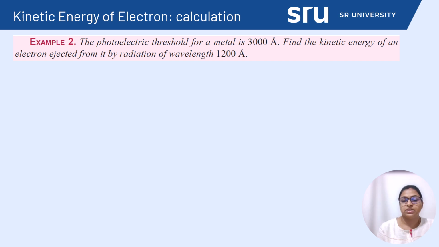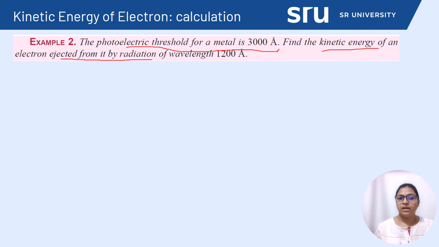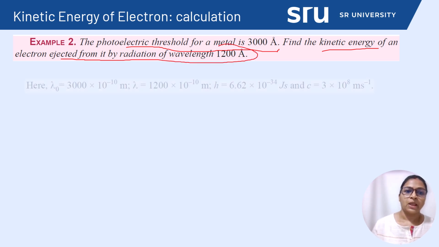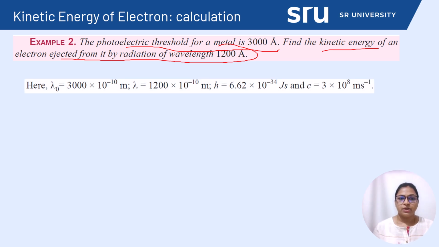Let us see another example of how to find the kinetic energy of the electrons from this formula. It is also very easy to find. Here it is given that the photoelectric threshold for a metal is 3000 angstrom. Find the kinetic energy of the electron ejected from it by irradiation of a given wavelength. So basically, lambda is given. Let us change to the same unit, and h and c we know.